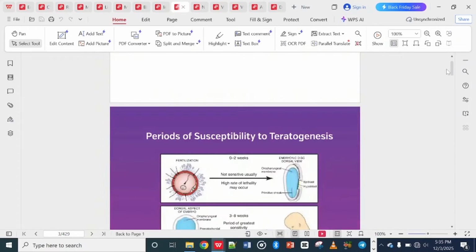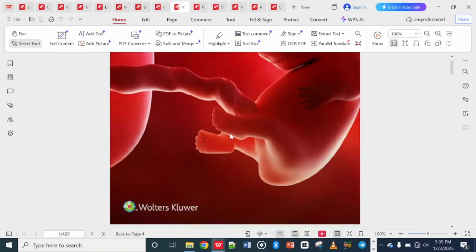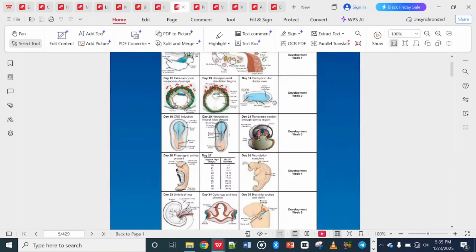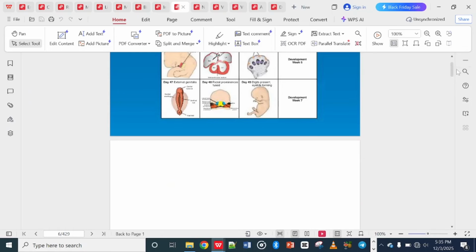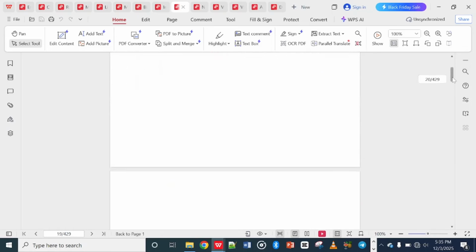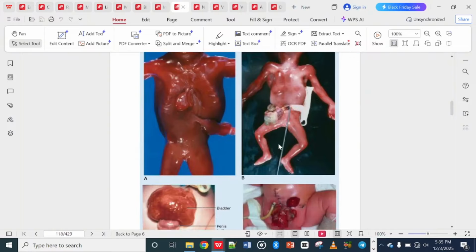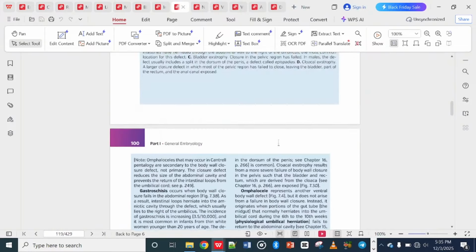Then the other one is for embryology. Sadler is also very detailed and very sweet to read. Usually pictures make things interesting and sweet. Look at this one. So this one is for embryology, Sadler.